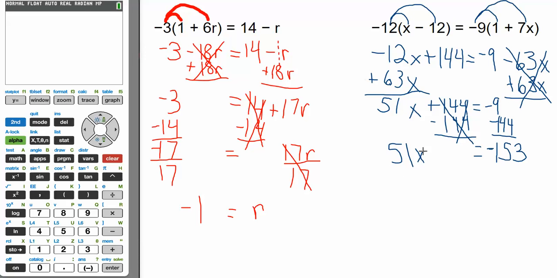So finally, 51x is 51 times x. Do the opposite, divide. 51s are gone. Divide on the other side by 51. And finally, we are left with x equals negative 3.